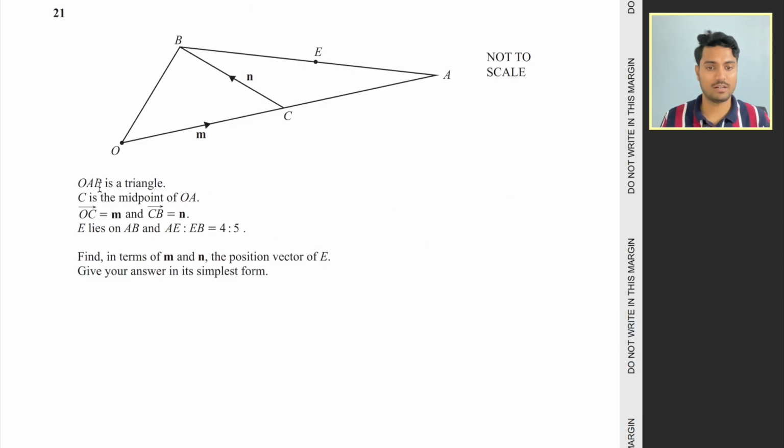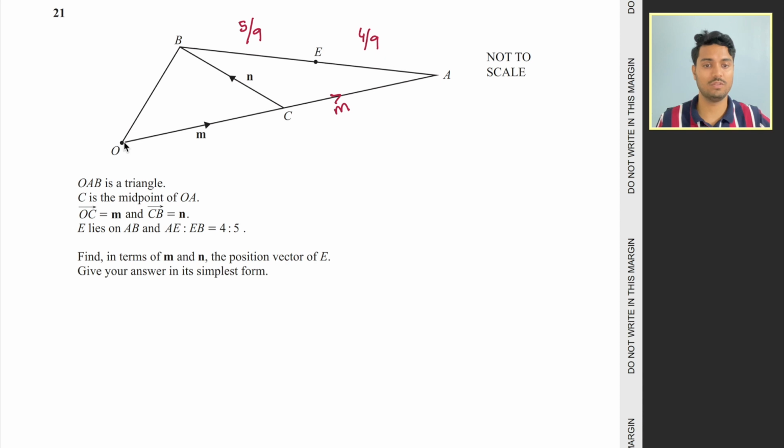We have OAB is a triangle, C is the midpoint of OA. That means if this is M, this will also be M. OC is M, CB is N, which is already marked. E lies on AB such that AE is to EB is 4:5. So this is 4/9 and this is 5/9 for sure, because the total is 9 units. Now it says find in terms of M and N the position vector of E.